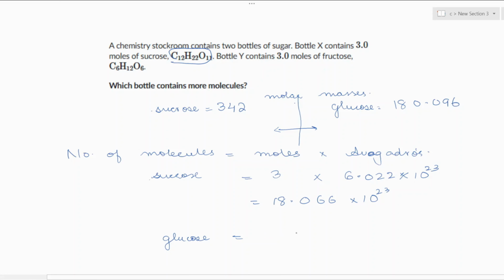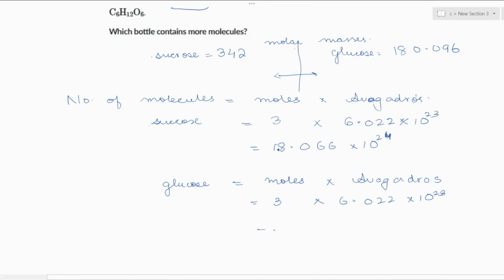Have you multiplied? Okay, what does it say? Is it saying 1.8066 into 10 to the 24? Okay, we will write that. Let's place the decimal over here and make it 24. So 3 multiplied by 6.022 into 10 to the 23. What's your answer? It's the same. So we say they both have the same number of molecules.